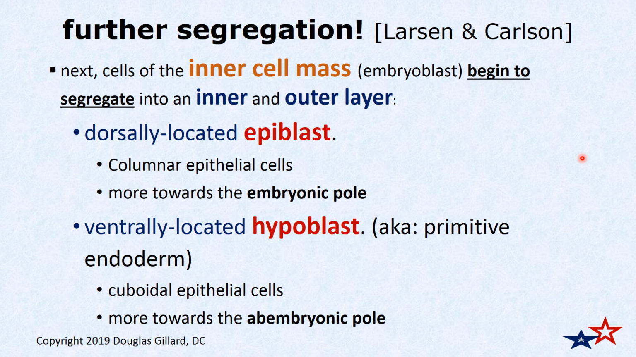Yet we're not even implanted. But now we have an inner cell mass that we can further differentiate. And that's what we're going to do. The inner cell mass itself is going to split into 2 layers, an inner layer and an outer layer. The outer layer, close to the embryonic pole, is going to form a columnar epithelial type format. And that's going to be called the epiblast.